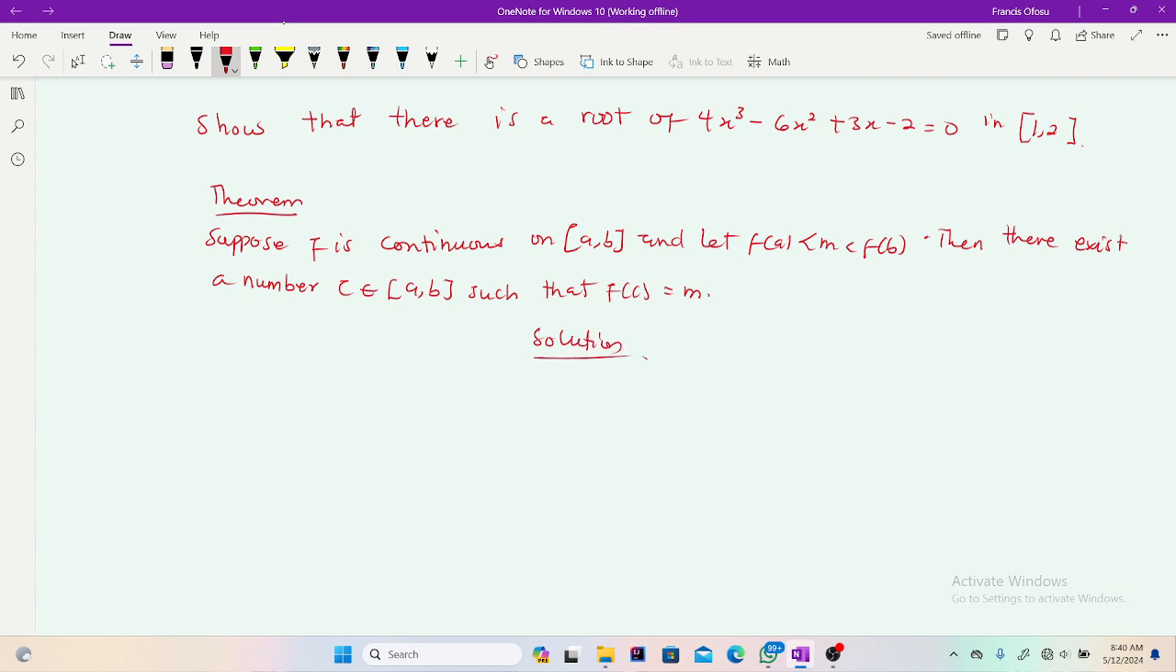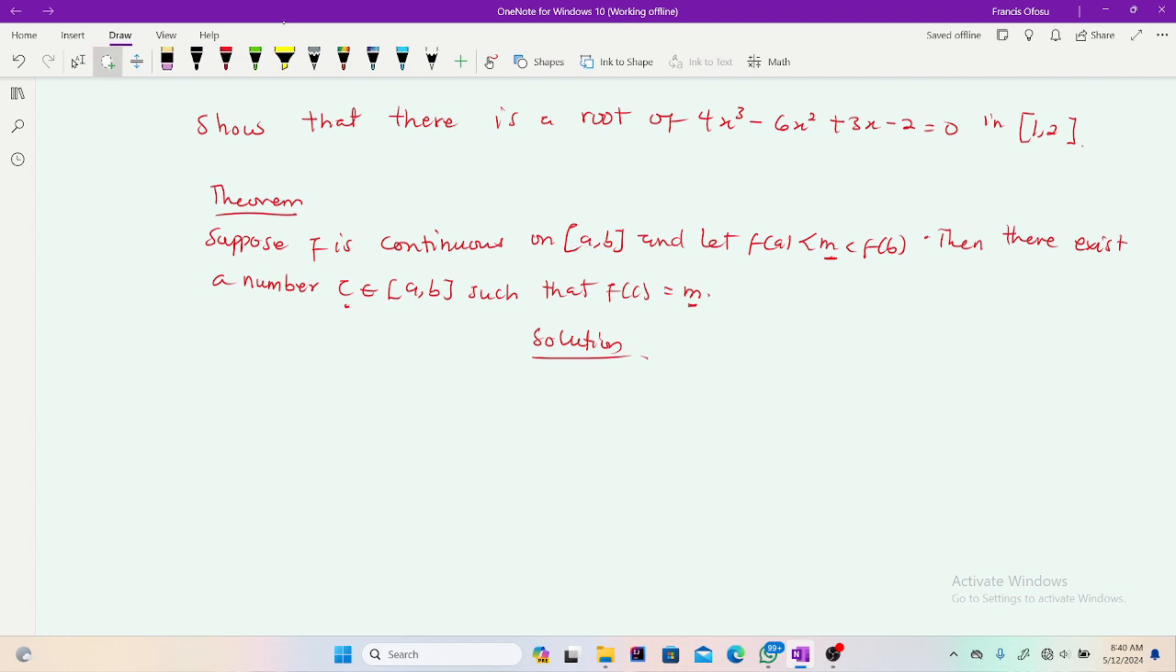The theorem says that suppose f is a continuous function on [a, b], which is also closed, where a and b are inclusive, okay? Let M be greater than f of a and less than f of b. So M is any number, or any output, within the range of our function. Then there exists a number c, which is a member of the domain, that will give rise to this M within the output.